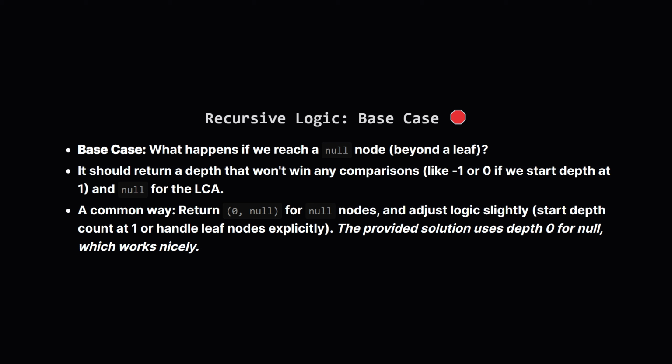Every recursion needs a base case. What happens when we try to go beyond a leaf node, hitting a null spot? Well, a null node doesn't contain any leaves, let alone deep ones, so it should return something that signals this.